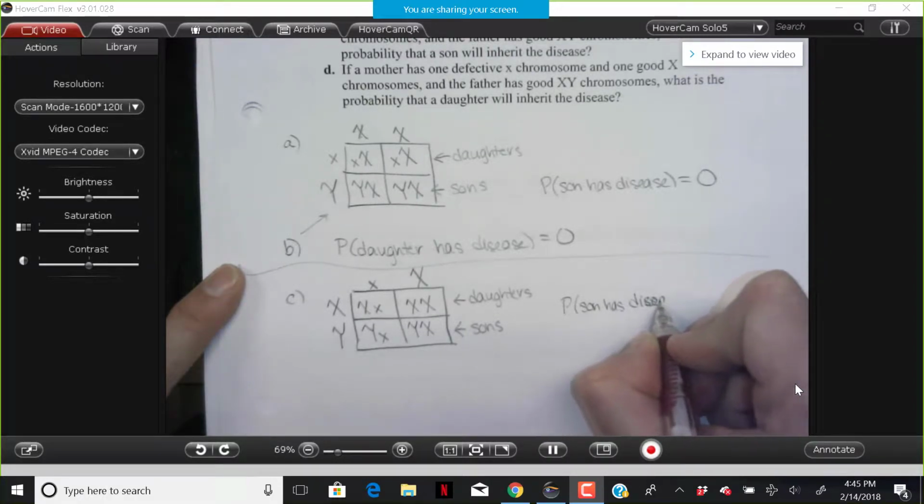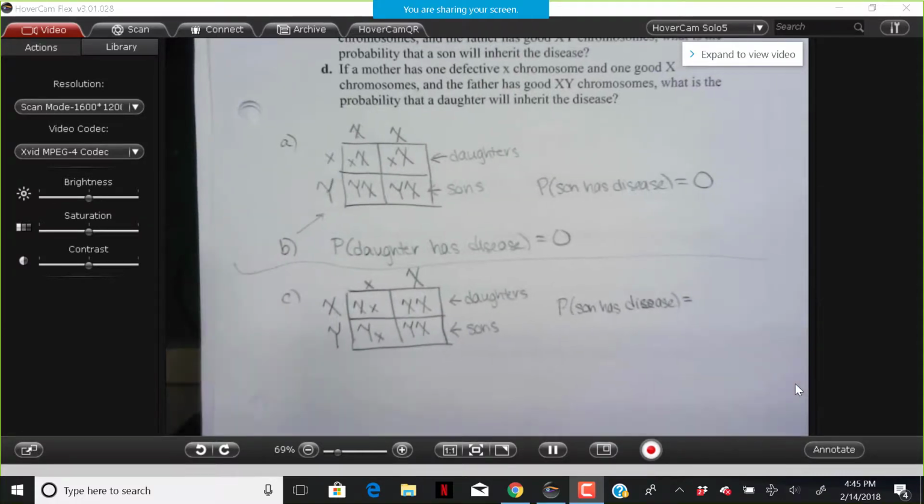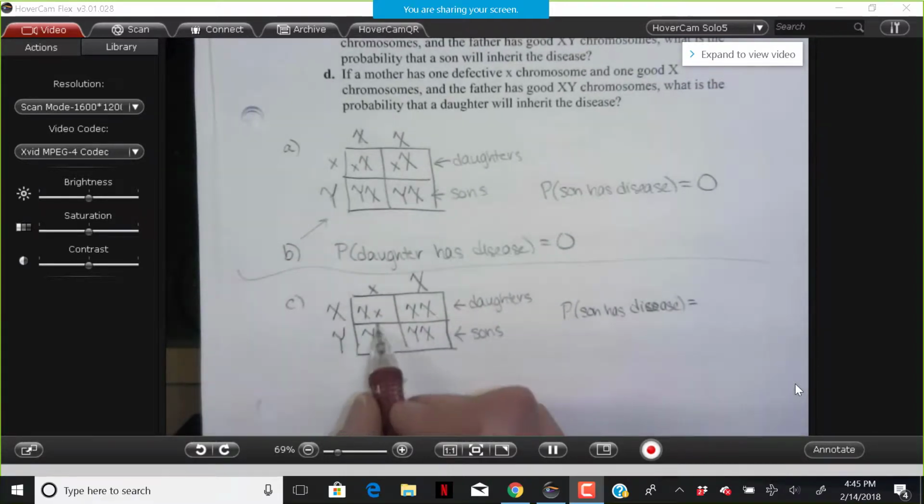Now, I want to distinguish what they're asking here. They're not asking what's the probability that one of their children will have the disease. If they said that, what would the answer be? 25%, because only this one would have the disease.